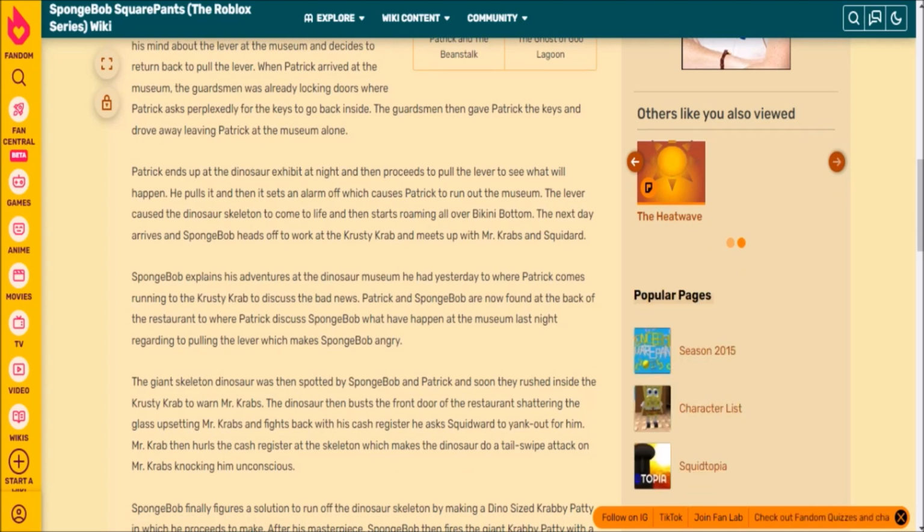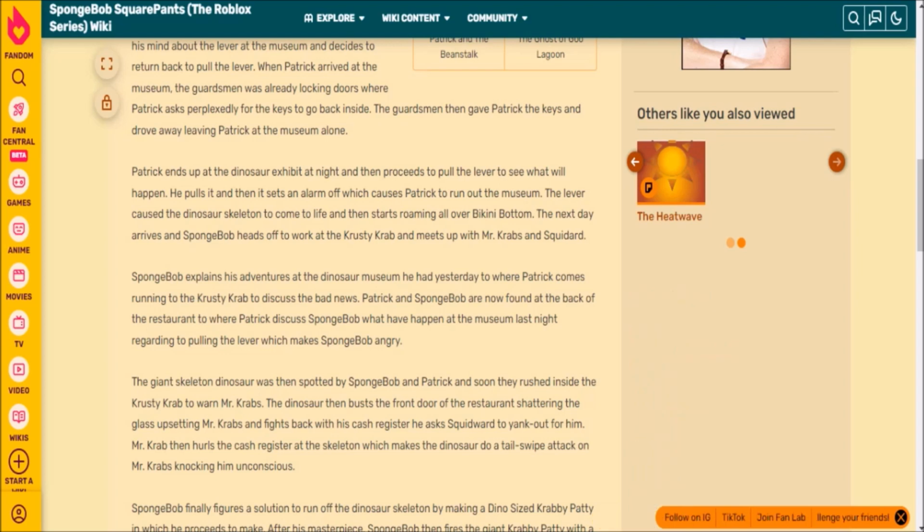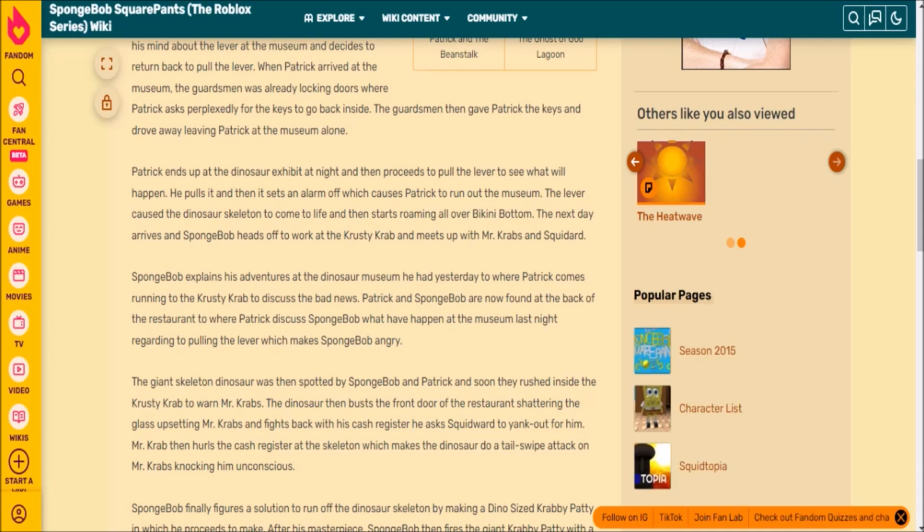The next day arrives, and SpongeBob heads off to work at the Krusty Krab and meets up with Mr. Krabs and Squidward. I spelled Squidward wrong, but it doesn't matter. SpongeBob explains his adventure at the dinosaur museum he had yesterday, to where Patrick comes running to the Krusty Krab to discuss the bad news. Patrick and SpongeBob are now found at the back of the restaurant, where Patrick tells SpongeBob what had happened at the museum last night, regarding pulling the lever, which makes SpongeBob angry.